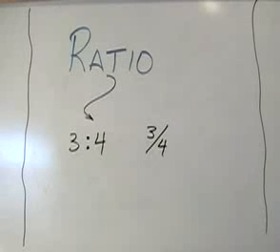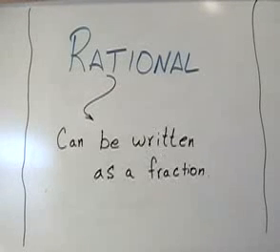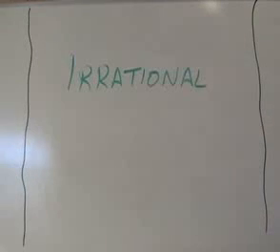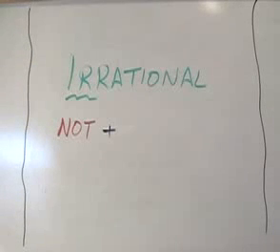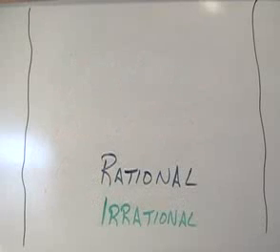Let's look at the second representation. This is a fraction. So we can say that a rational number is any number that can be written as a fraction. And you may be asking, are there other numbers that can't be written as a fraction? Yes, we call those irrational numbers. Here we see the prefix ir, meaning not. Not plus rational means these are numbers that cannot be written as a fraction. So we have two groups of numbers, rational and irrational numbers.